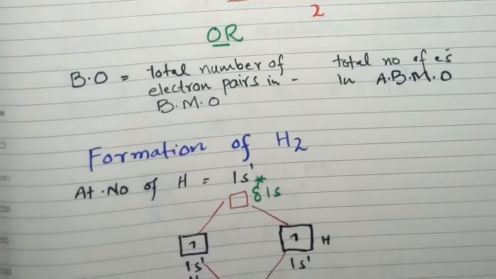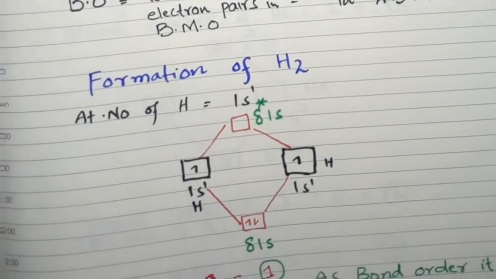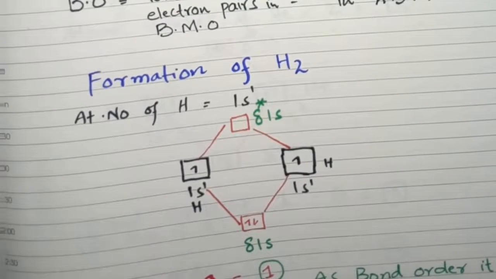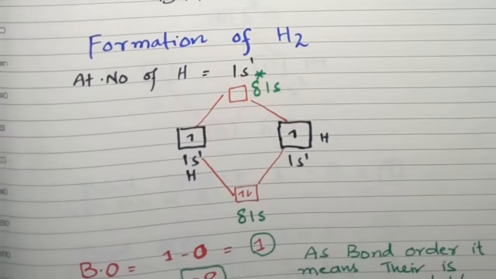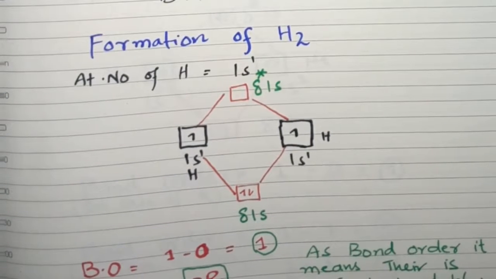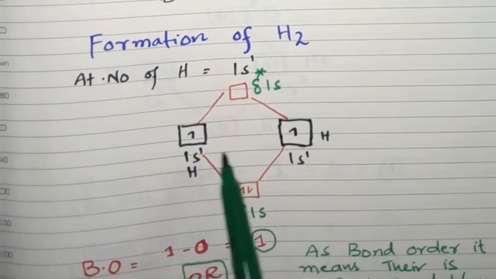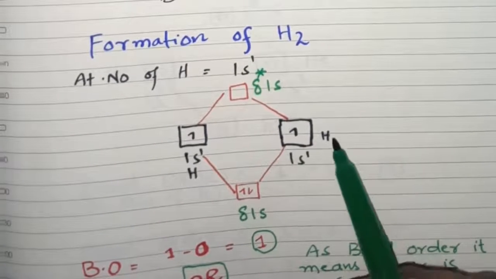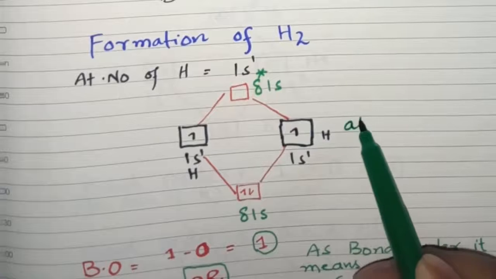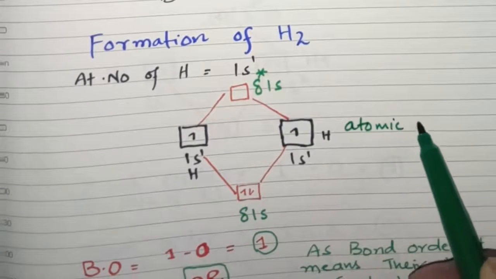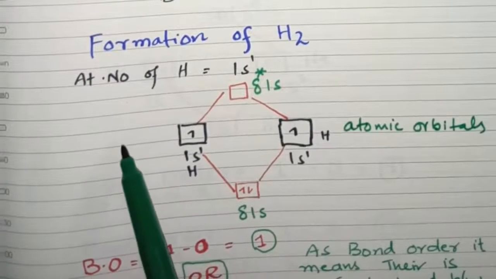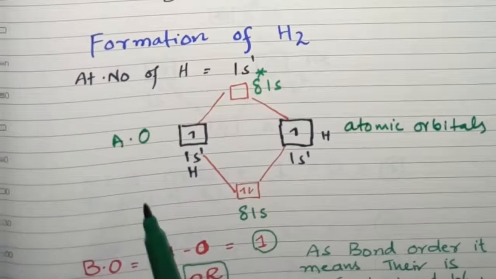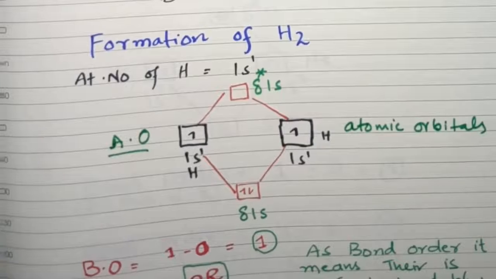So first one, formation of hydrogen molecule. The atomic number of hydrogen is 1, so there is 1 electron in each hydrogen, that is 1s1. If you write down the electronic configuration, that is 1s1 for one hydrogen and 1s1 for the other hydrogen. So now these two 1s1 are called atomic orbitals. I will write down that these are the atomic orbitals. This one and this one are also atomic orbitals. I will just write it shortly, AO.